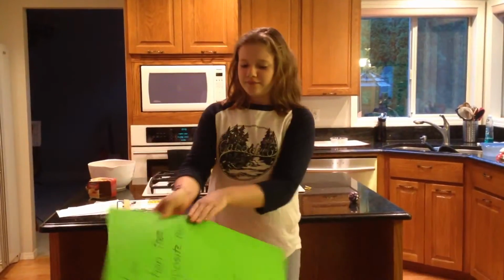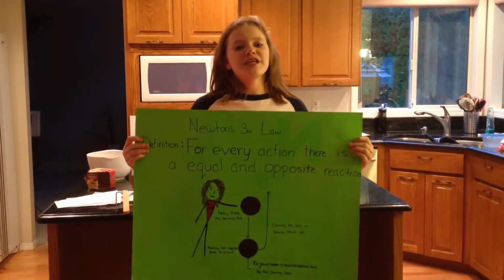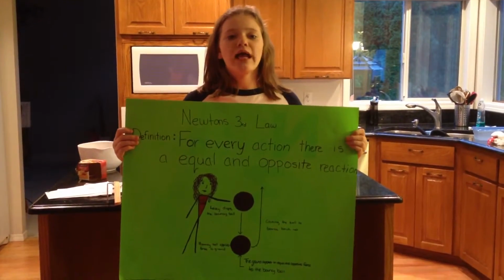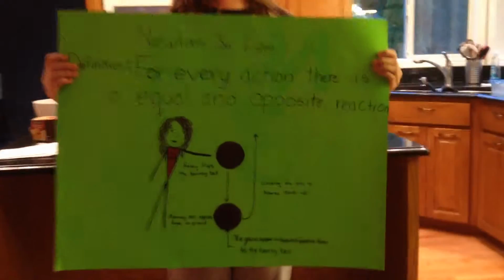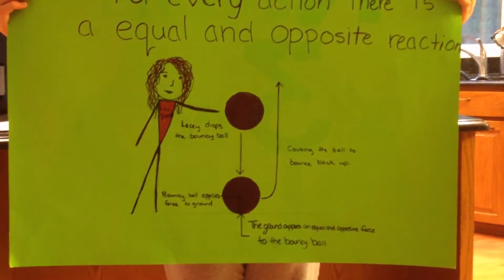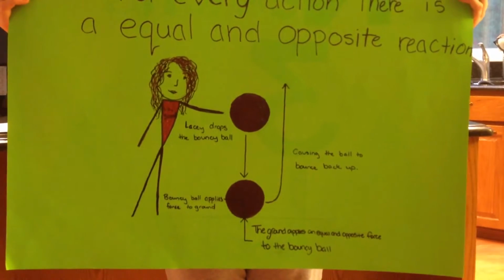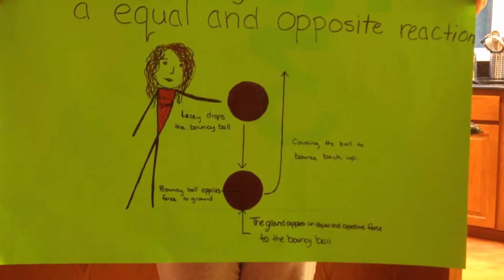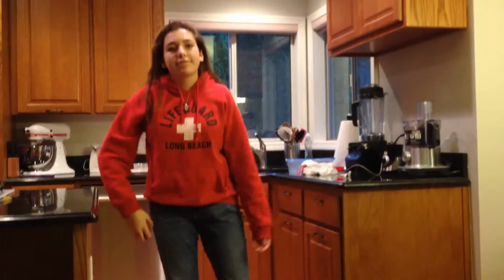Newton's third law. The definition is, for every action, there is an equal and opposite reaction. For example, we have Lacey. Lacey drops the bouncy ball. The bouncy ball applies a downward force to the ground, while the ground applies an equal and opposite force to the bouncy ball, causing the bouncy ball to come back up.